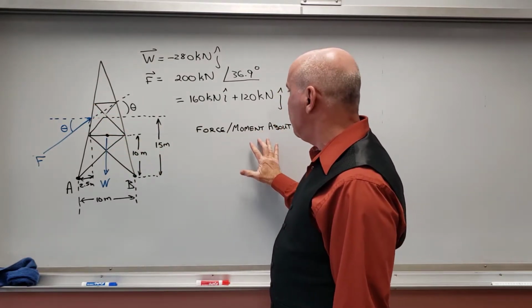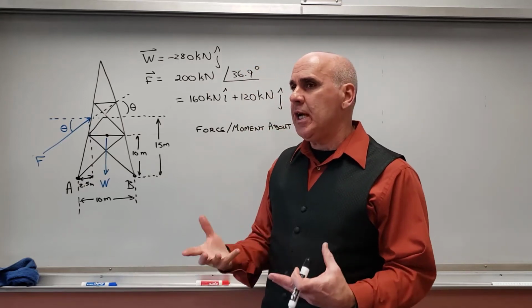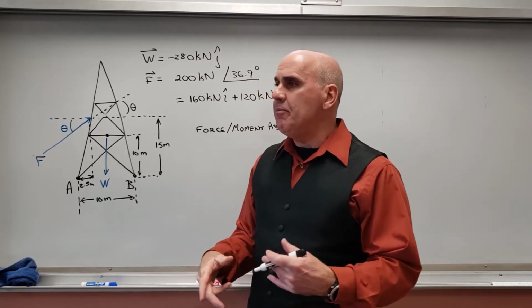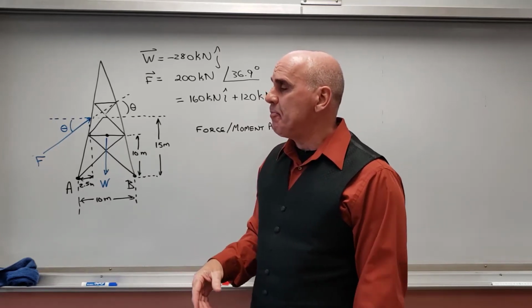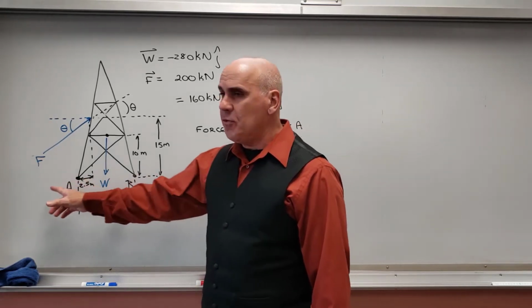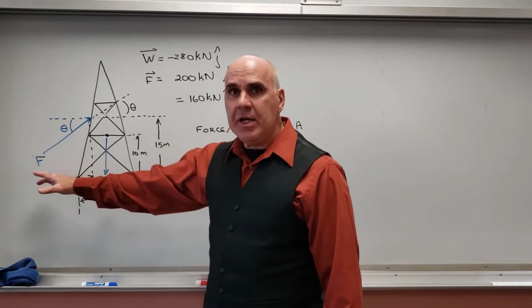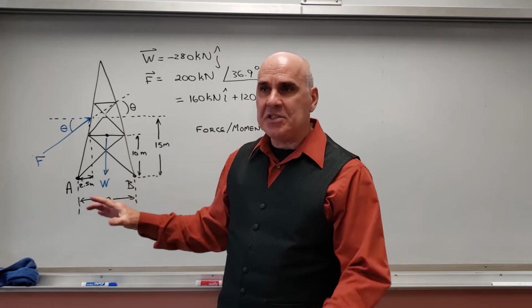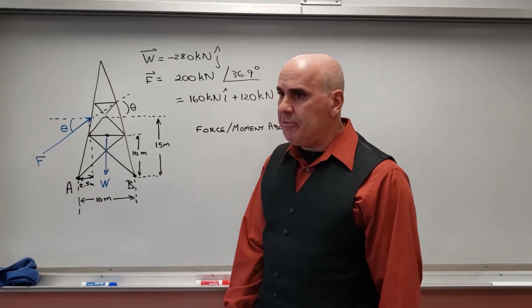Okay, and what we're interested in is the force moment. We're going to go specifically about A, but we're going to look at a couple of different things. We're going to look at the equivalent system, and then we're also going to look at where this force would have to be if it's going to be on the line AB, right? Or where would the line of action have to intersect the line AB? All right, so we'll start off with the net force.